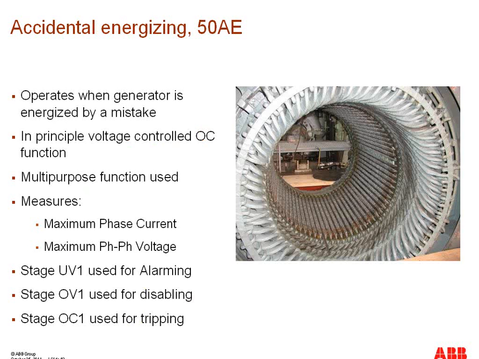Another type of protection which is normally applied to the generator protection scheme is the accidental energization protection, and this is, principally speaking, a voltage controlled overcurrent function, and this protection is employed if a generator is mistakenly energized.